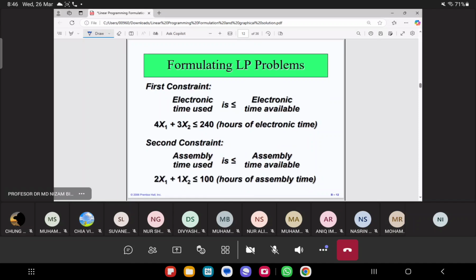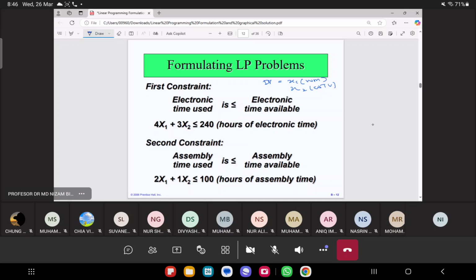So then the complete linear programming model that has been developed just now is basically, so you have decision variables. x1 is Walkman, and x2 is watch TV. Okay, those are the decision variables. That's your decision variables.